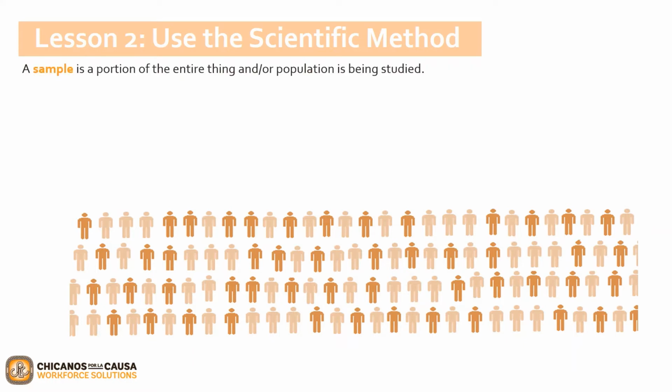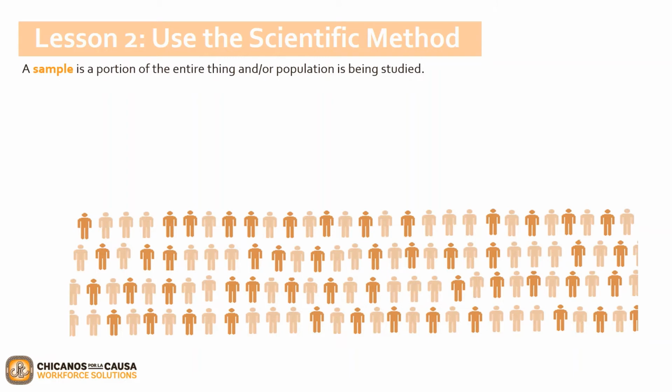A sample is a portion of the entire thing and/or population that is being studied. In most studies, it is often impossible or impractical to study an entire thing or population. That is, it would be really difficult to study an entire pond, as it would entail draining it and potentially then damaging the entire wildlife population within it. While the alternative would be to take a small sample of water from the pond itself.